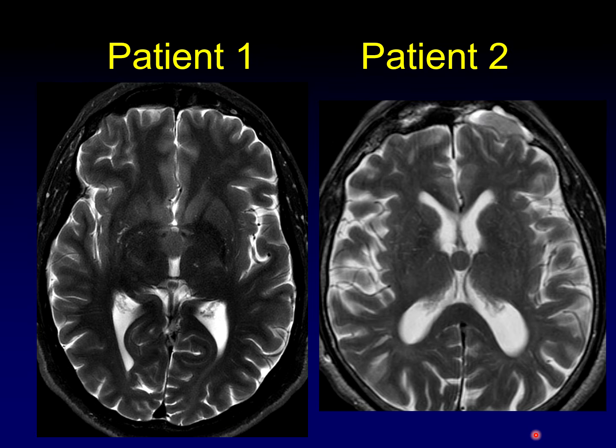So here's patient one and patient two next to one another. Here's their T2 weighted images. This would be a good time to pause the video, maybe even rewind to some of the other images I showed, and see if you can figure out what the diagnosis is on each of these two patients.